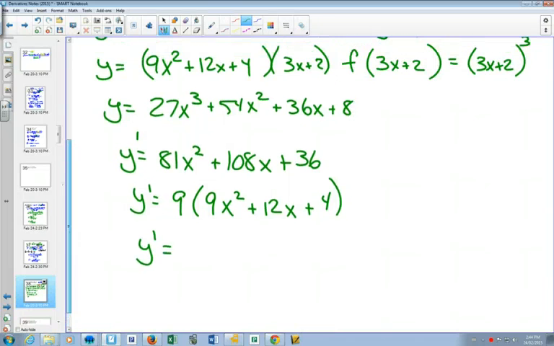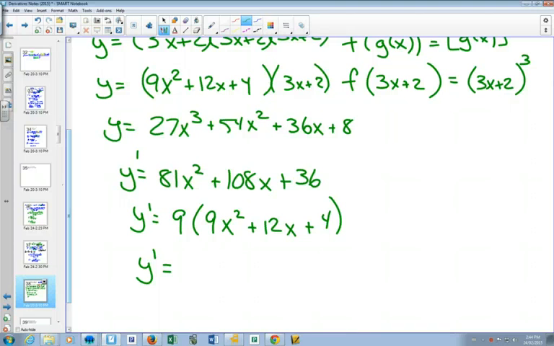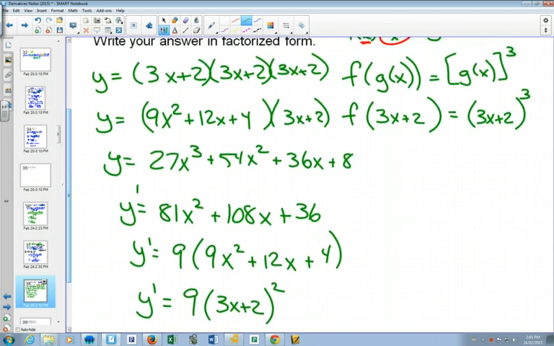And then you go, oh, I saw this 9x squared plus 12x plus 4 somewhere before in this question. Oh, we had it way up here when we multiplied those two together. So that's just the same as 3x plus 2 squared. So that's kind of interesting. And what the chain rule is going to do is allow us to go directly from the question to this answer right away, which is nice. But it's looking for a pattern.